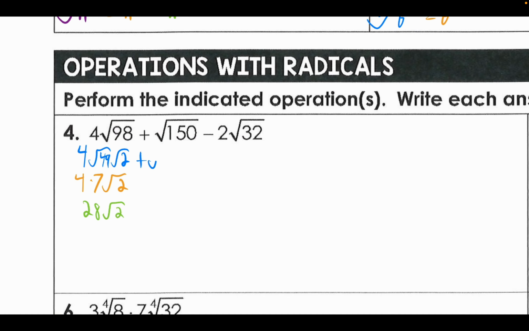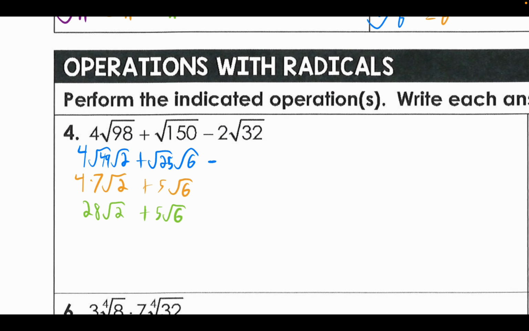The square root of 150 is the square root of 25 times the square root of 6. So that is really 5 times the square root of 6, which doesn't multiply with anything outside the radical because there's only a 1 outside the radical that was invisible. So I'm just going to rewrite plus 5 square root 6 in the next step.